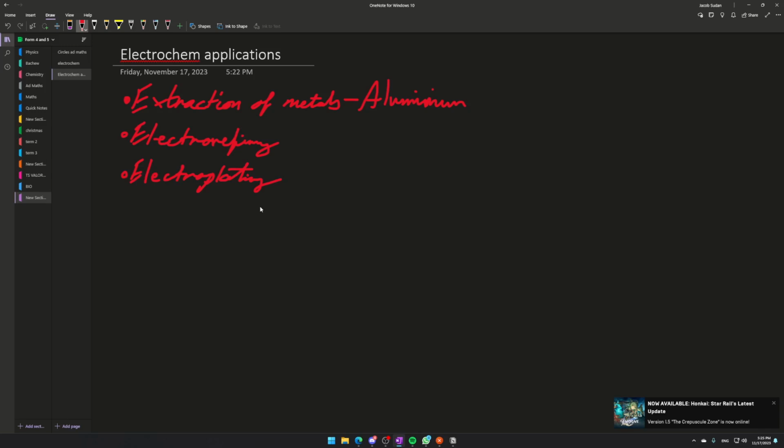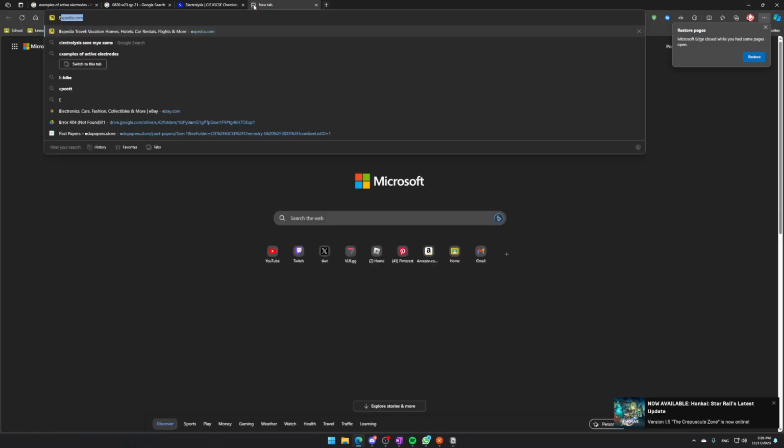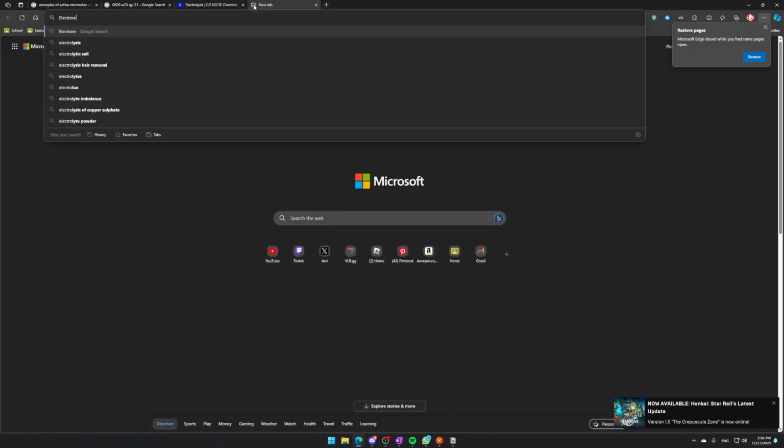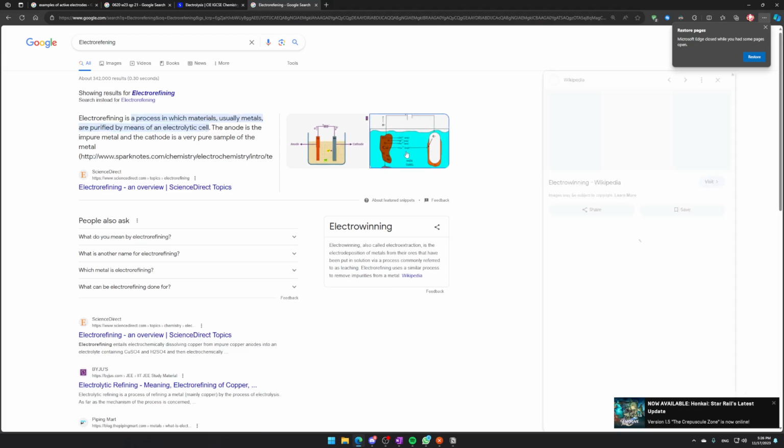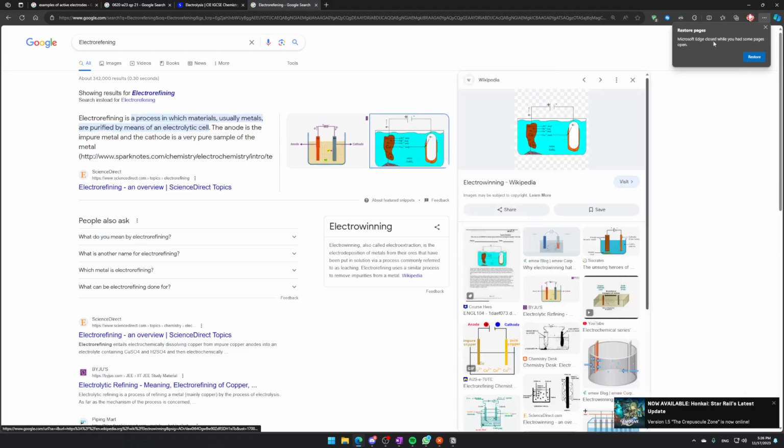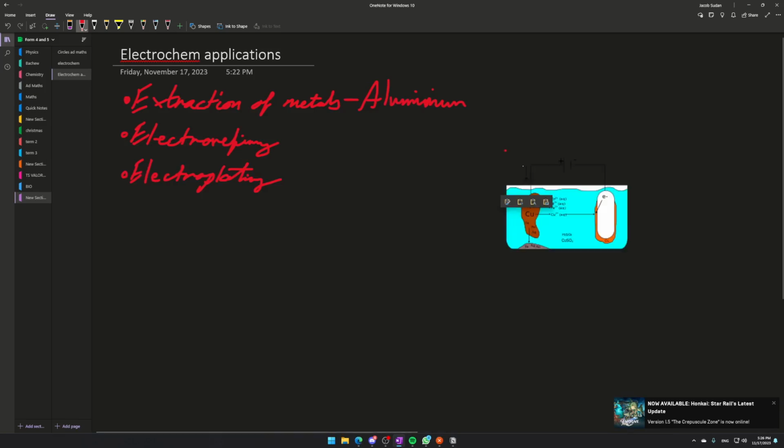rod, a brick of metal, and it has a lot of impurities in it, and we want to clean it up. So what do we do? We electrorefine it. A proper definition would be, I honestly don't know. The process in which materials, usually metals, are purified by means of an electrolytic cell. As we can see here, it's also called electrowinning apparently.